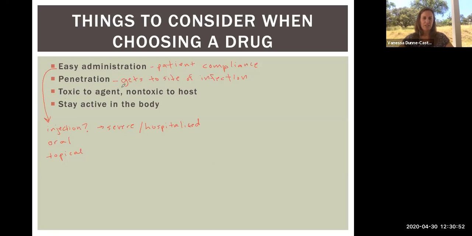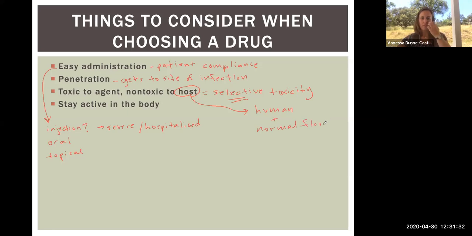This next one, toxic to agent, non-toxic to host. This should be very self-explanatory. You definitely want something that is very selectively targeted, right? And so we actually call this selective toxicity. And you want this, definitely. You want it to be selective only to the bacterial agent and not to the host. And when we use this term host, we're actually not just thinking about the human, but remember, what else do we have in us? Normal flora.